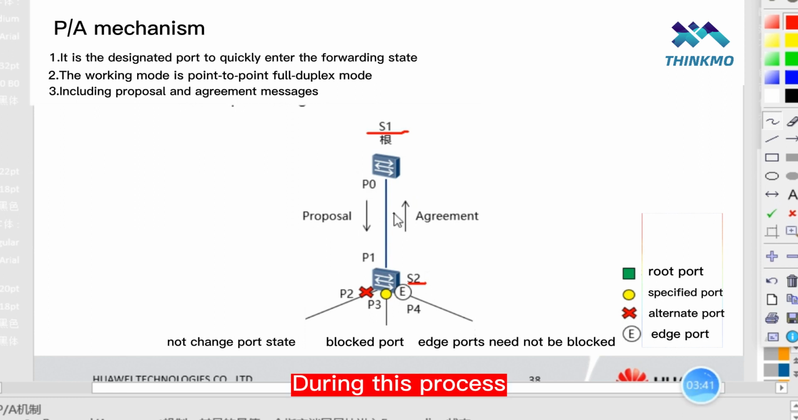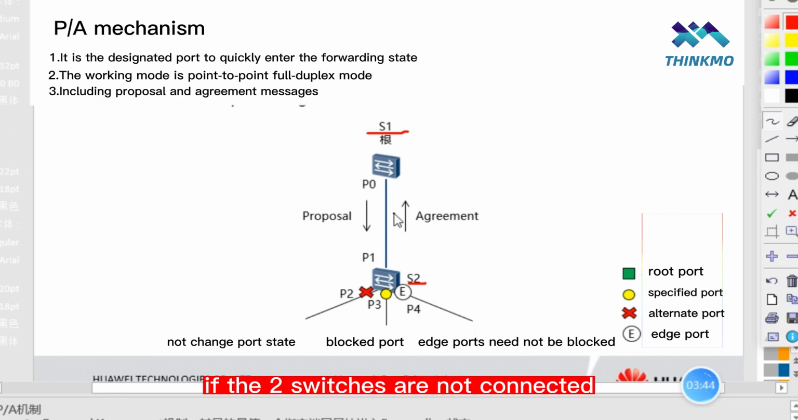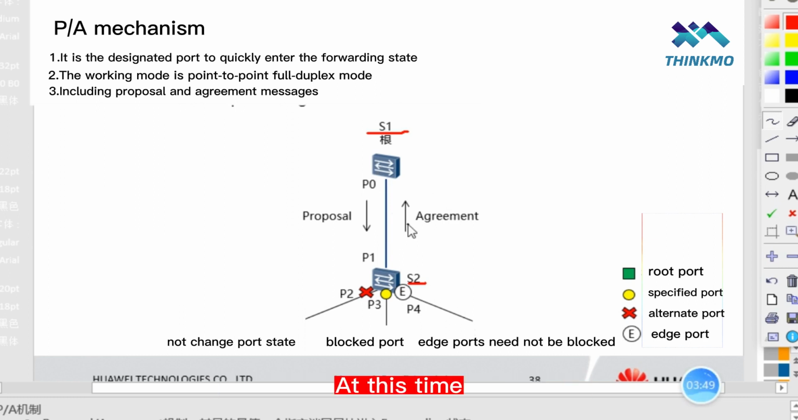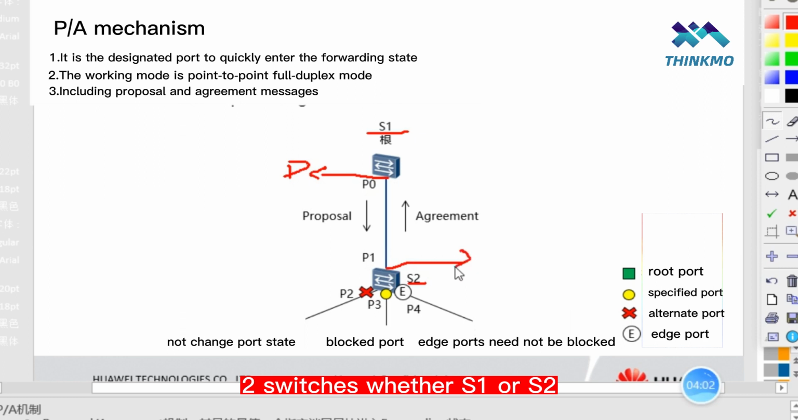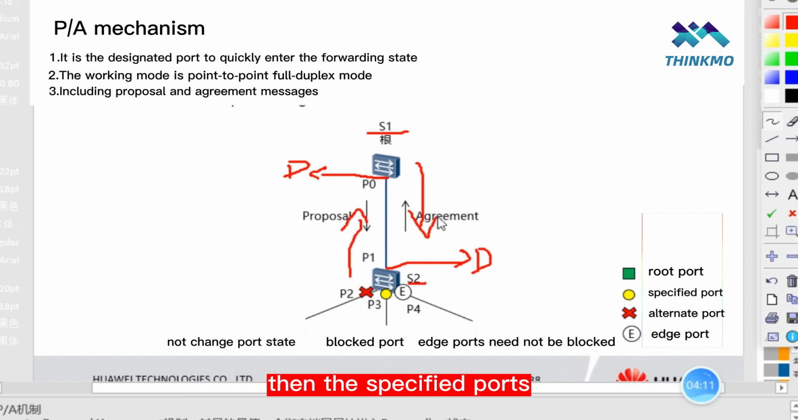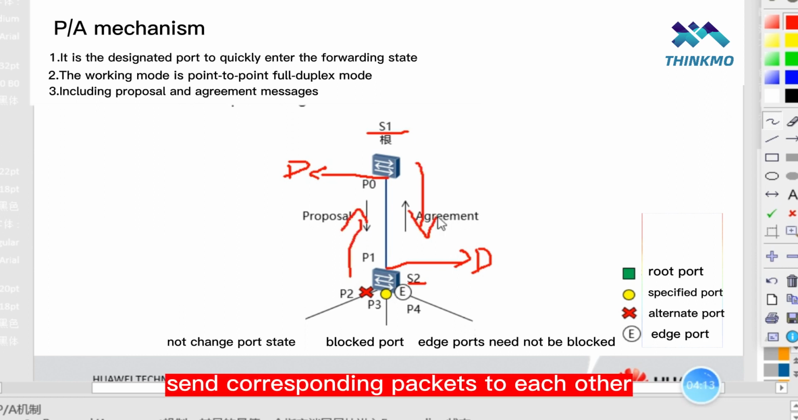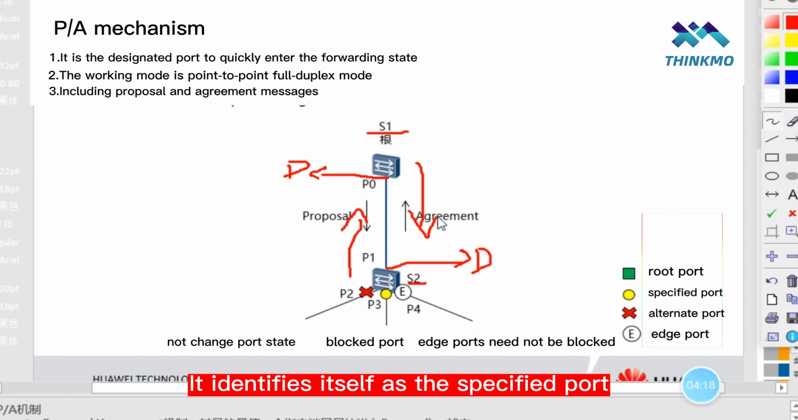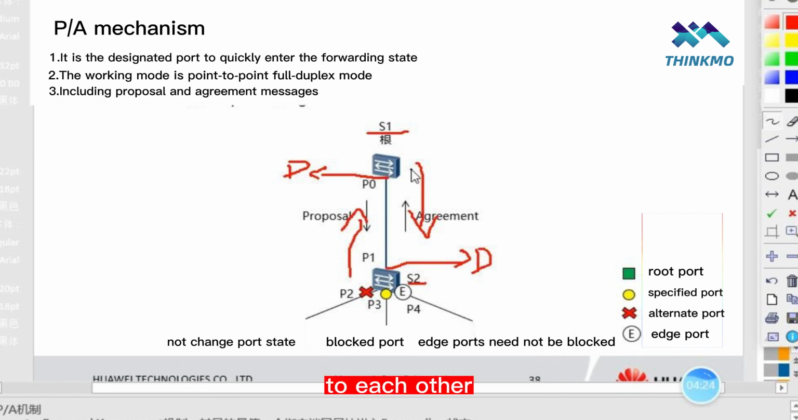During this process, if the two switches are not connected, now I'm going to connect this wire. At this time, two switches, whether S1 or S2, declare themselves the root bridge. Then the specified ports send corresponding packets to each other. So this port starts out identifying itself as the specified port. This port also considers itself to be the specified port. The two send a corresponding packet to each other.